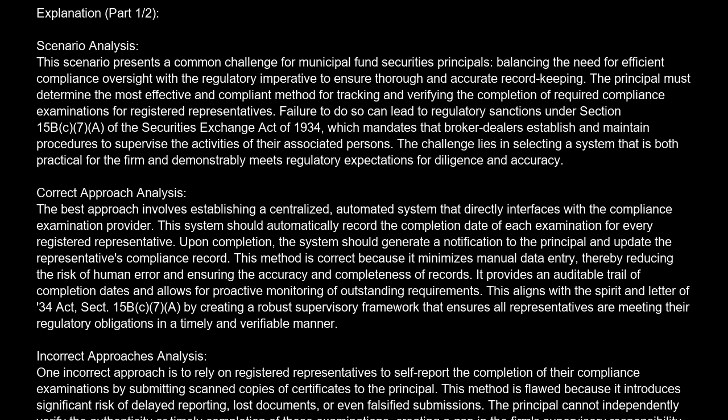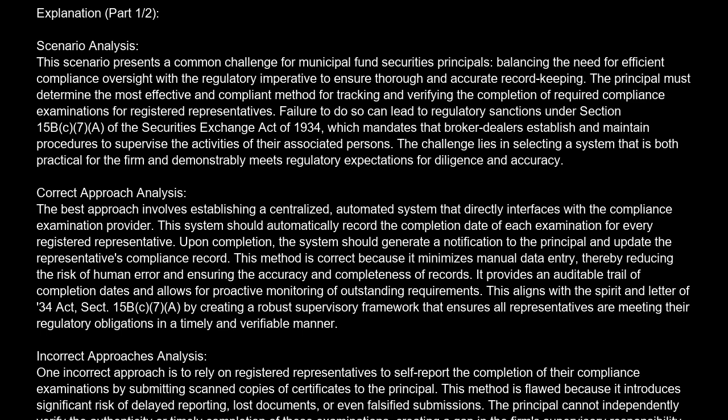thereby reducing the risk of human error and ensuring the accuracy and completeness of records. It provides an auditable trail of completion dates and allows for proactive monitoring of outstanding requirements. This aligns with the spirit and letter of 34 Act, Sec. 15B(c)(7)(A) by creating a robust supervisory framework that ensures all representatives are meeting their regulatory obligations in a timely and verifiable manner. Incorrect approaches analysis.